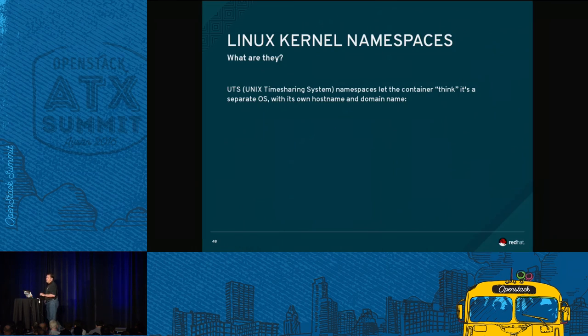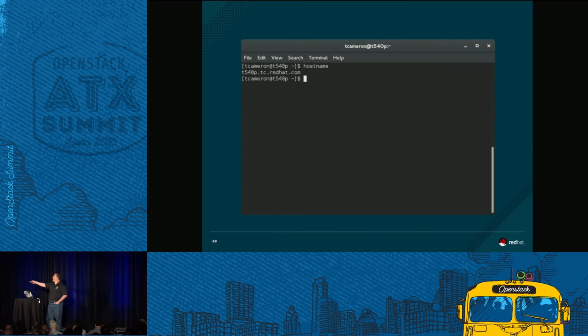All right, UTS, or Unix Time Sharing System namespaces, allow the container to think it's its own separate OS with its own host name, own domain name, and so on. So if I look on the host and I run the hostname command, that is my actual fully qualified domain name for my laptop, t540p.tc.redhat.com. But if I fire up a container, you notice that it changes.